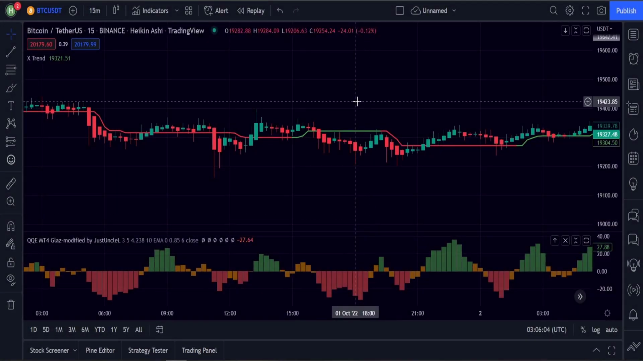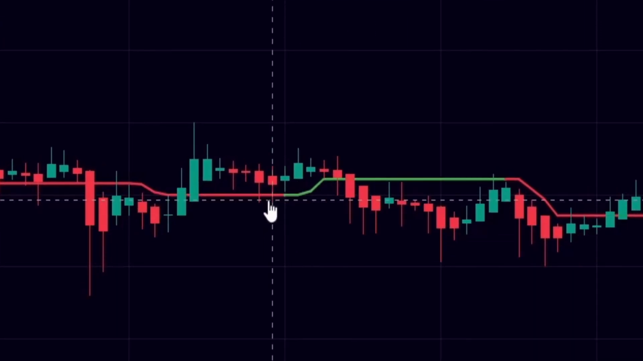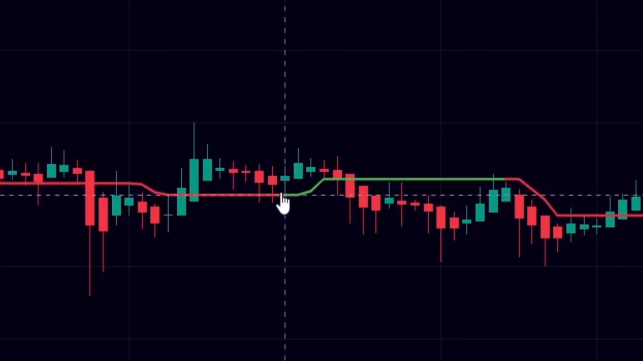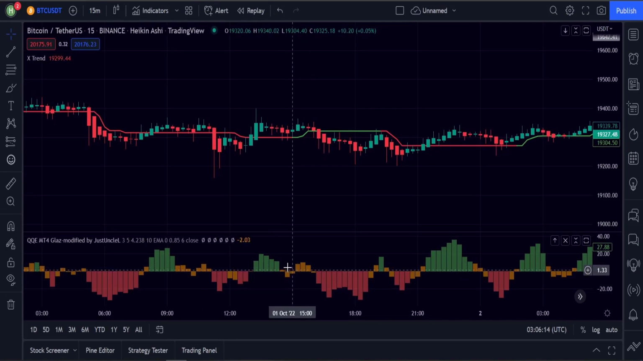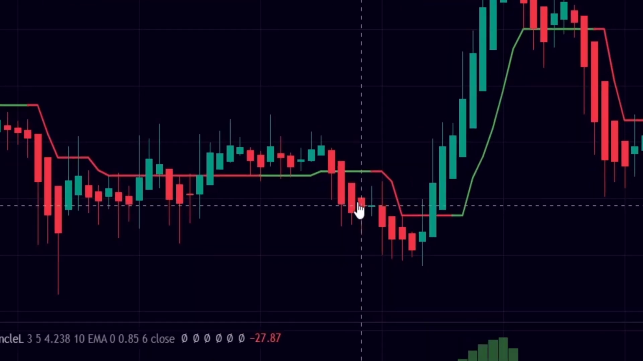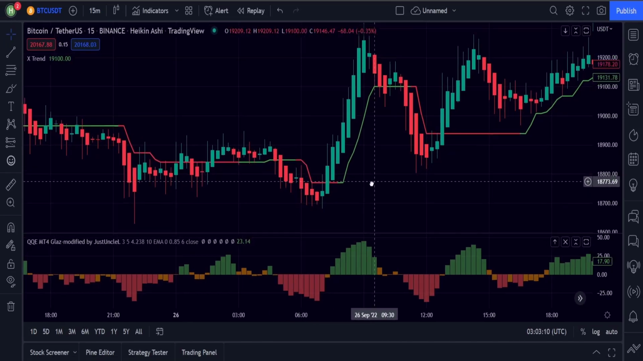For example, you can see here, the color of the Xtreme Trend line changes from red to green right here. The candle is also green, but the histogram down here is not green, so you will not get into this trade. Similarly, here you can see the green line changes to red, but the Heikin Ashi candle is not red, so you'll also stay away from this trade. As you can see, this trade would not have ended in a profit.